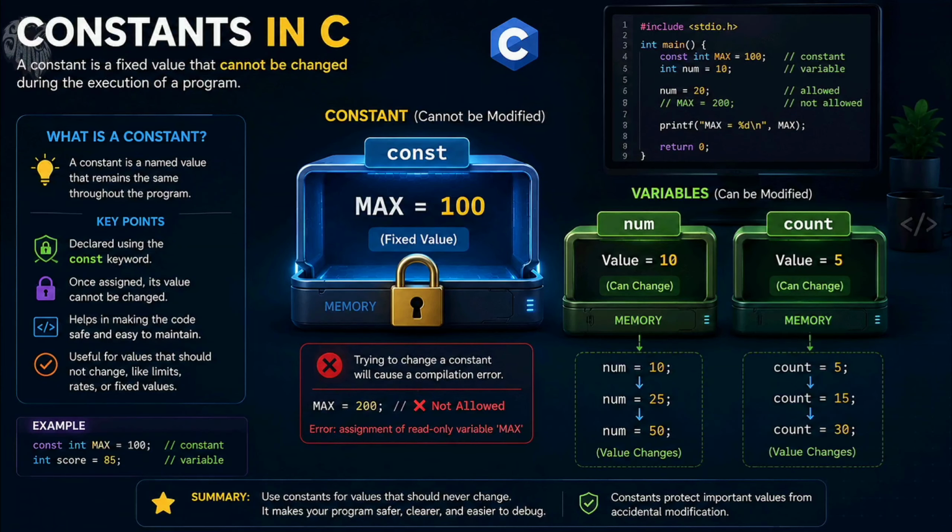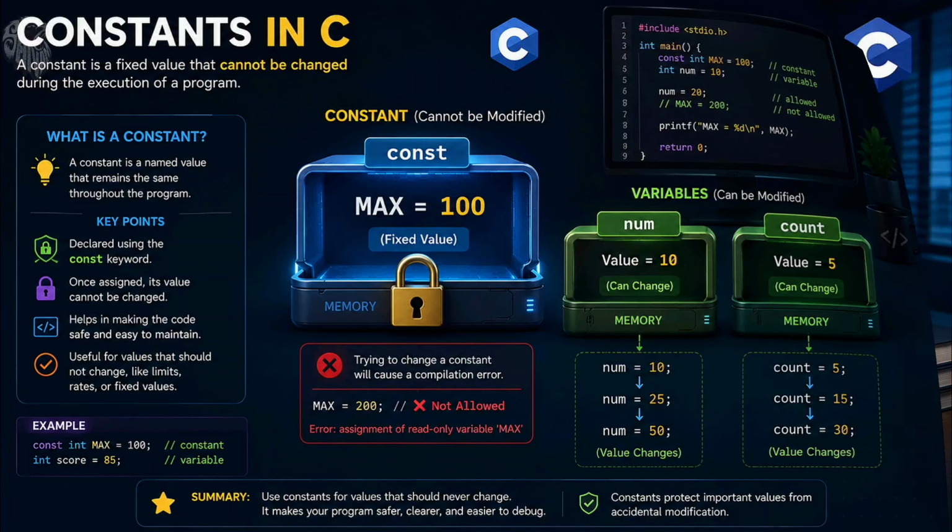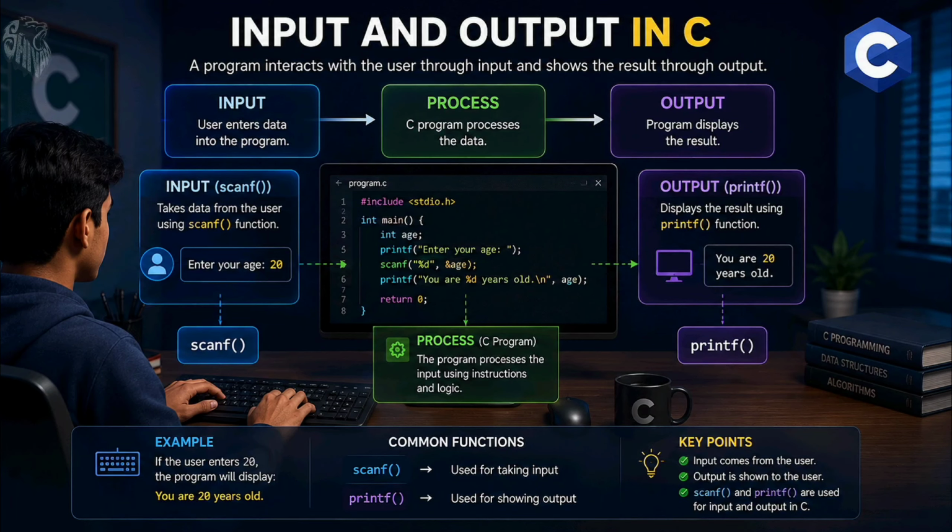8. Constants. A constant is a value that should not be changed through that identifier. const int max = 100. 9. Input and output. Output: printf is used to display information, for example printf("Hello"). Input: scanf can take formatted input, for example int age; scanf("%d", &age). So input is scanf, output is printf.